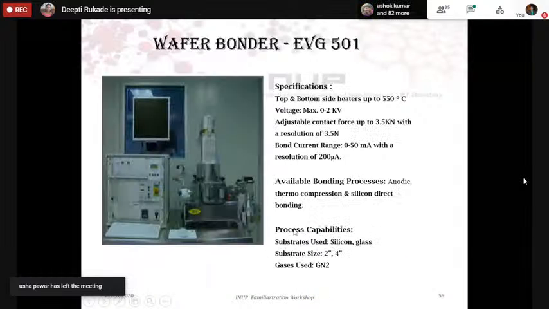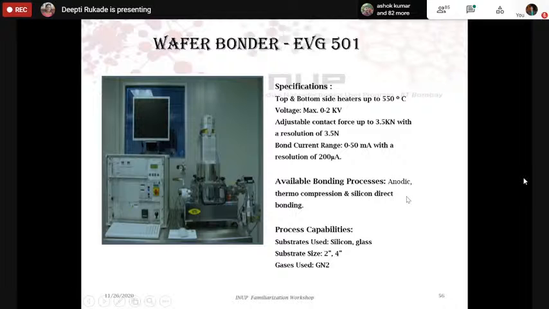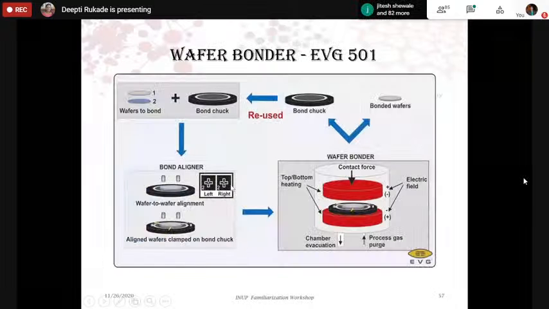Moving ahead, we also have a wafer bonder. A wafer bonder is mostly used when you need to bond 2 wafers. For example, we have one wafer and the second wafer, and then you have this bond chuck. There are aligners that have alignment marks from wafer to wafer, and those are then pressed together with some contact force, and you get the bonded wafers. This is how the wafer bonder works.